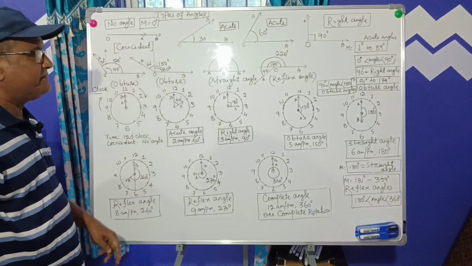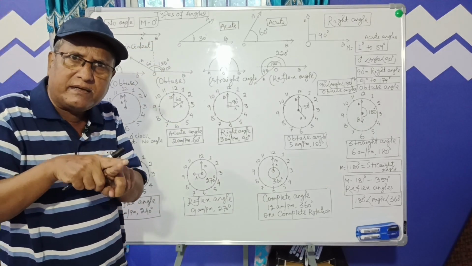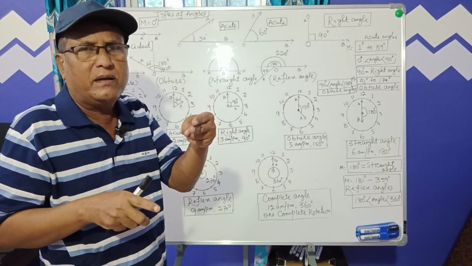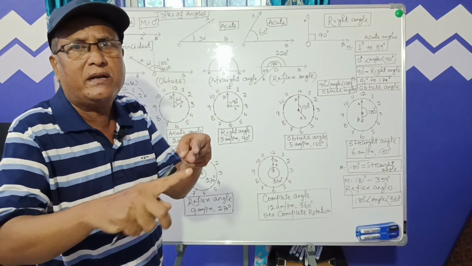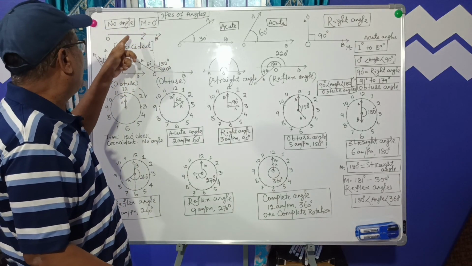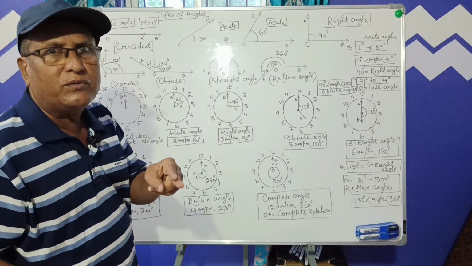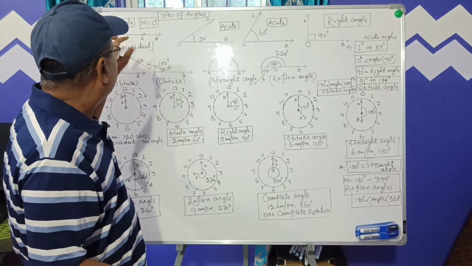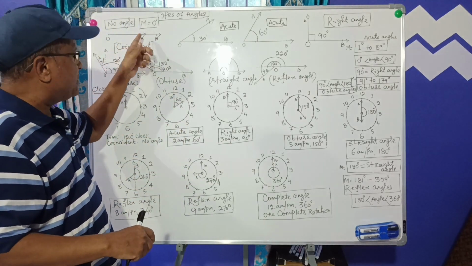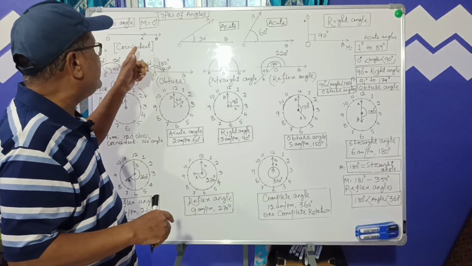Now come to the first one. When two arms are coincident, they are overlapping. So you see, two arms make one ray. So OB and OA both overlap each other and both are coincident. So no angle is found. In this case, there is no space between OA and OB. So here the measure of the angle is 0 and two rays or two arms are coincident.